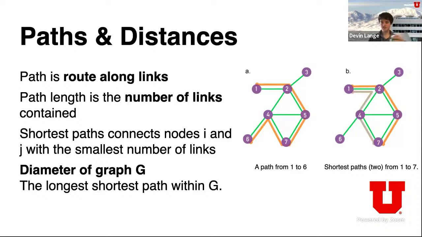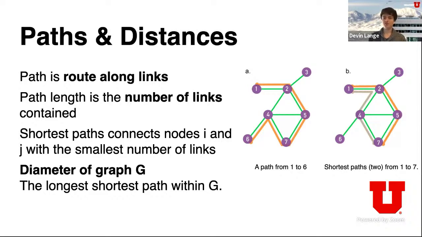For paths, we touched on this briefly with the cycles within a graph, but a path is just a route from one node to another node where you cross a number of edges to reach it. So in diagram A here, this orange path, from 6 to 4, 4 to 7, 7 to 5, 5 to 2, 2 to 1 would be an example of a path.